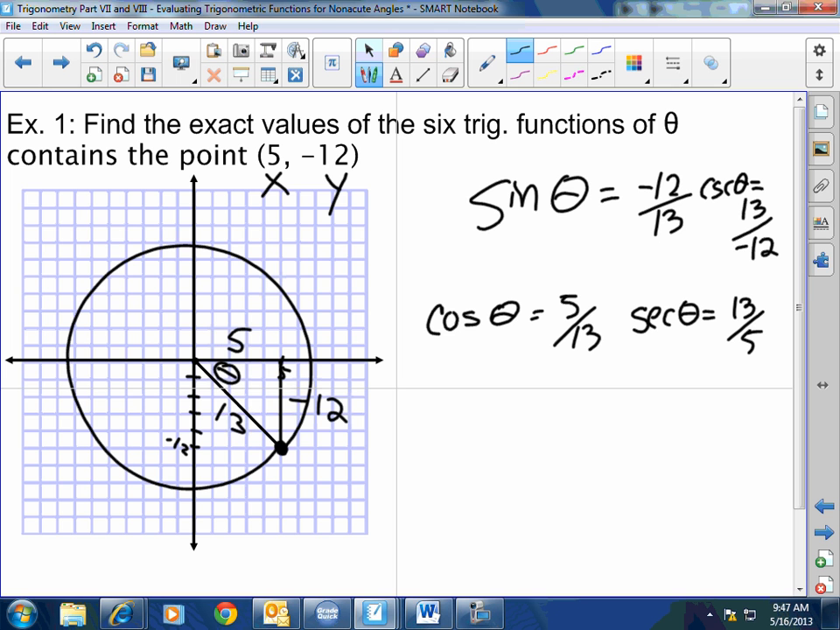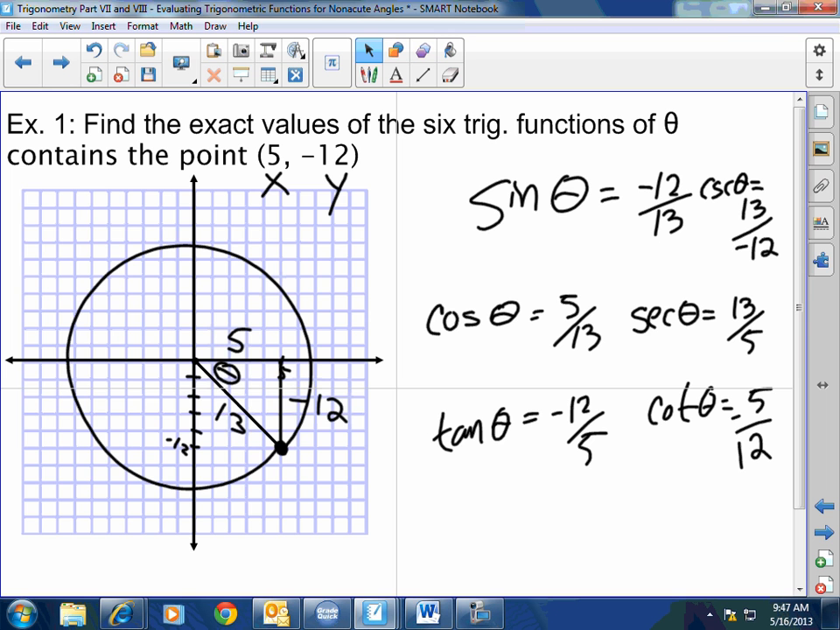And then last but not least, tangent, opposite over adjacent, negative 12 over 5. And cotangent, 5 over negative 12. Does that make sense, boys?